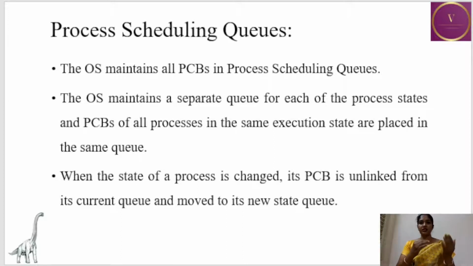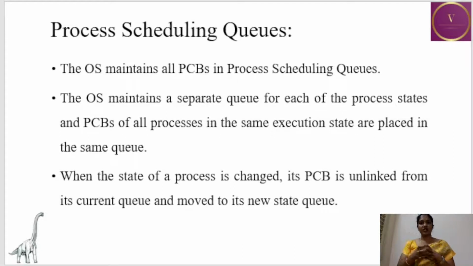We learned about process states, right? Ready, waiting, running, terminated. These are the states of the process, and each process will have its own PCB. The processes which are of the same state, for example, the processes in the ready state will be kept in the ready queue.